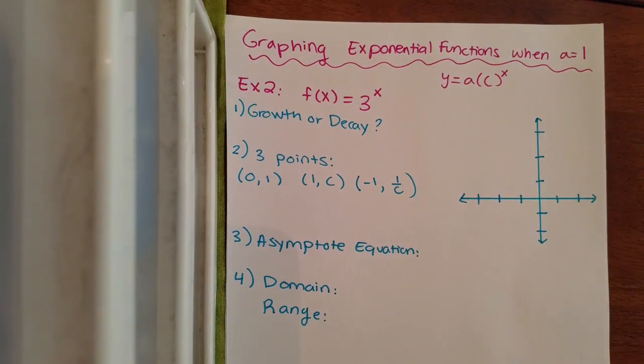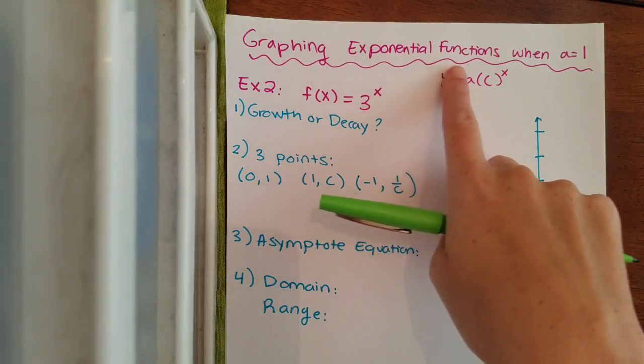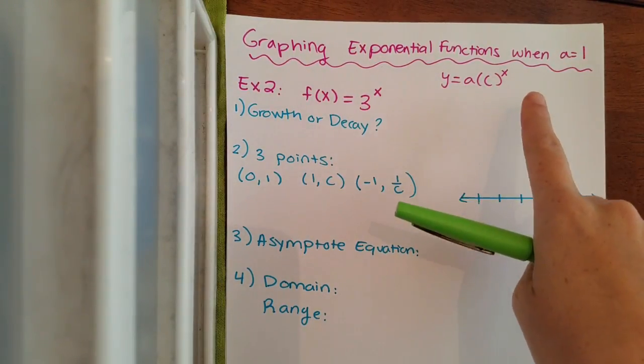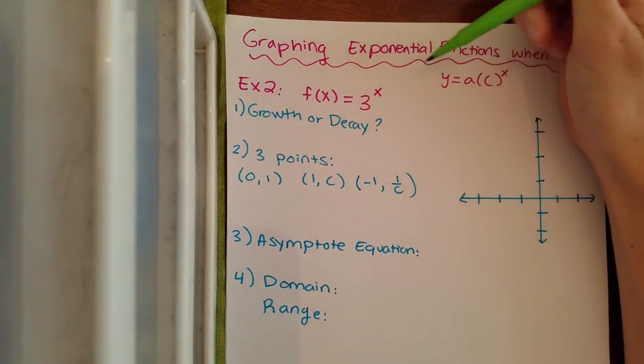We are now moving on to example 2 and 3, which involves graphing exponential functions when your a value is 1. So example 2 and 3, your a value will be 1. When we start example 4 and 5, your a value will not be 1, which will pretty much be the same thing. We'll just have to do one extra step. But hold your horses, we'll get there in just a moment. So let's look at our equations.